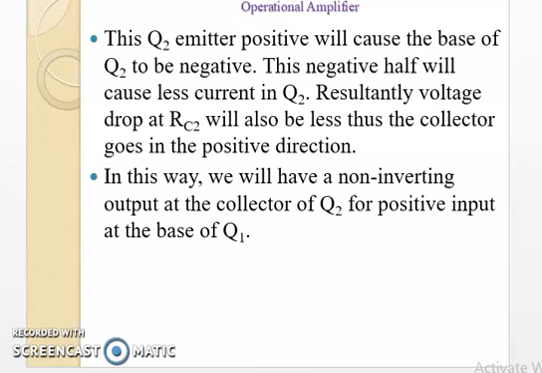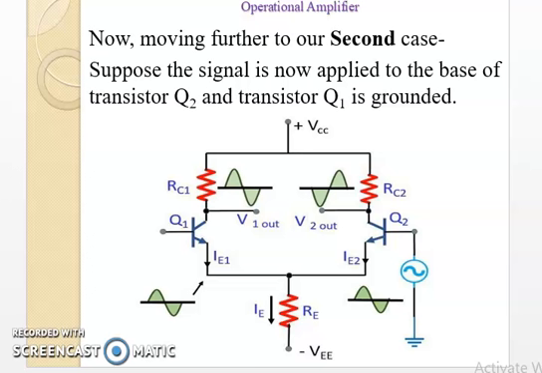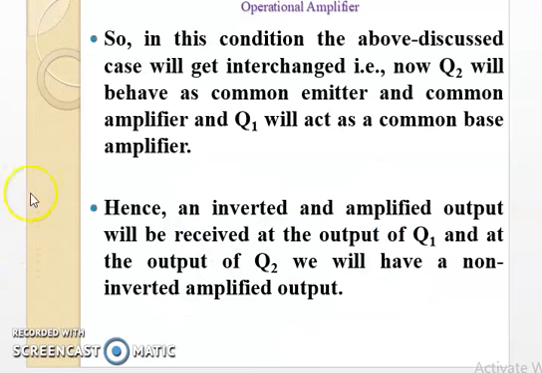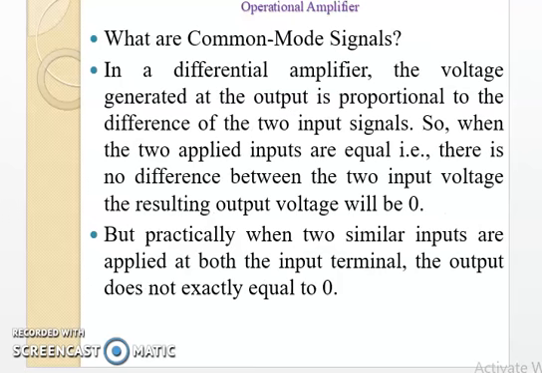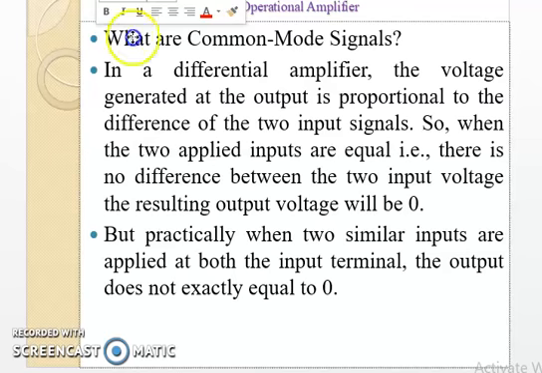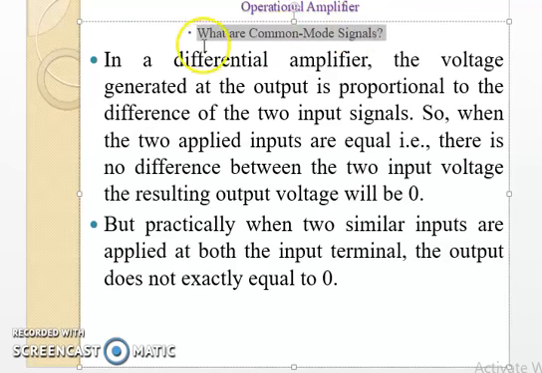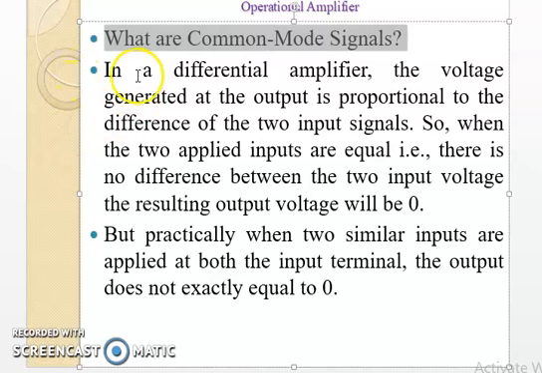In a differential amplifier, the voltage generated at the output is proportional to the difference of the two input signals. The name itself says that it is a differential amplifier. It means the output we are getting is nothing but the amplified output of the difference of two input signals. So when the two applied inputs are equal, that is, there is no difference between the two input voltages, the resulting output voltage will be 0.